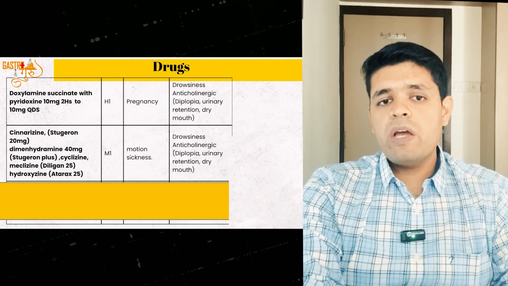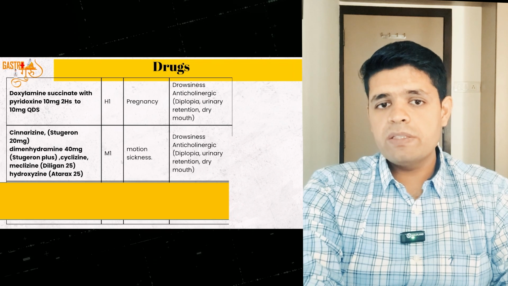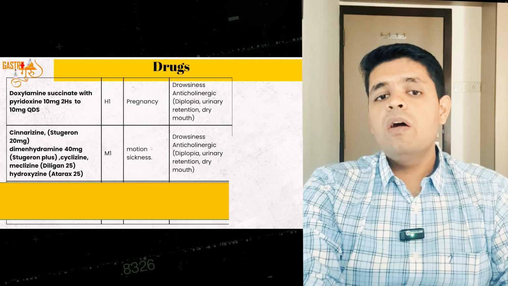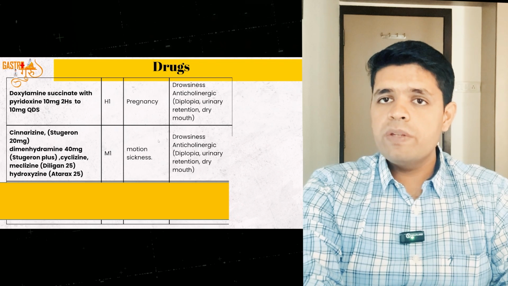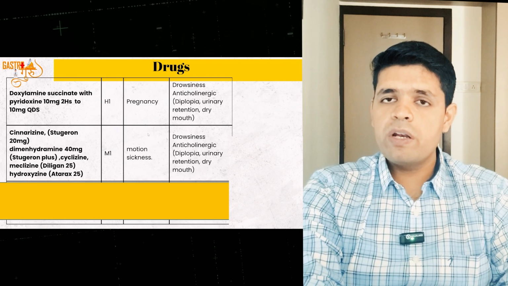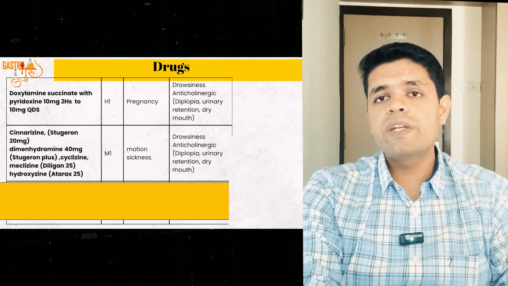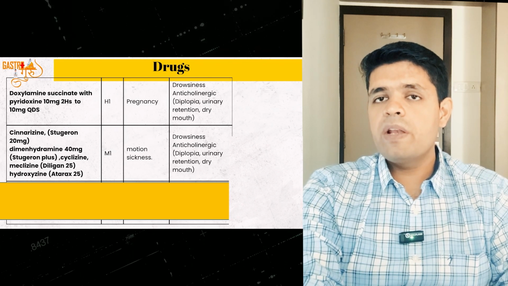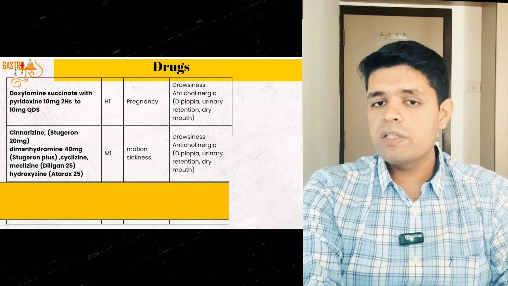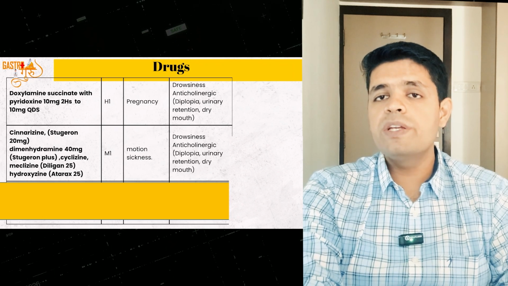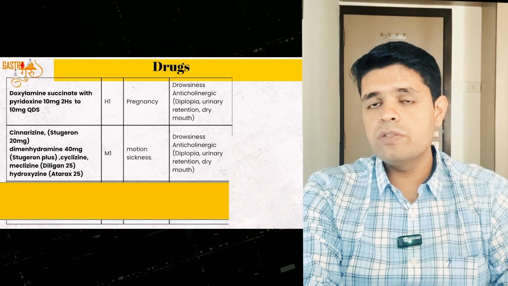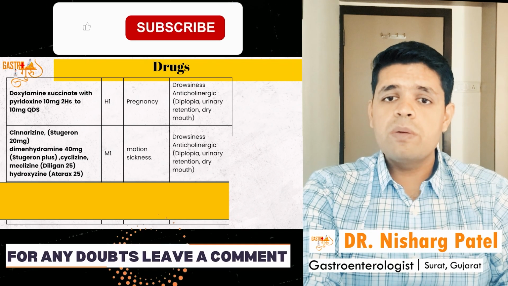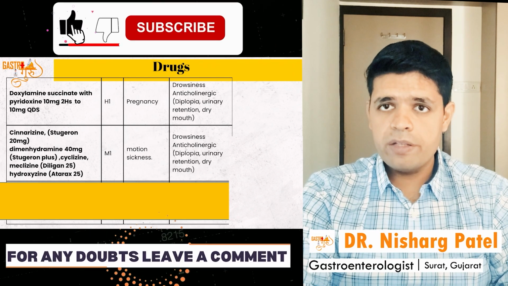Basically, these drugs act on muscarinic receptors, M1 receptors, and they are usually useful for motion sickness. Also, mind you that we need to give these drugs almost 1 hour to 30 minutes before sitting in the car. Always tell the patient that they will have some drowsiness and anticholinergic side effects. We must avoid using this drug in the elderly age group, especially those who are having prostatic problems, because the patient might land up in urinary retention.